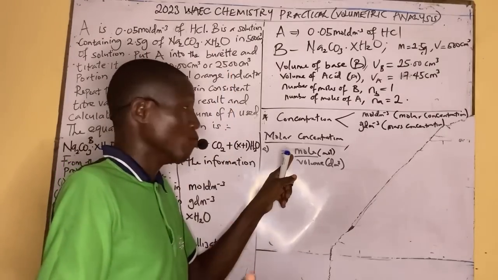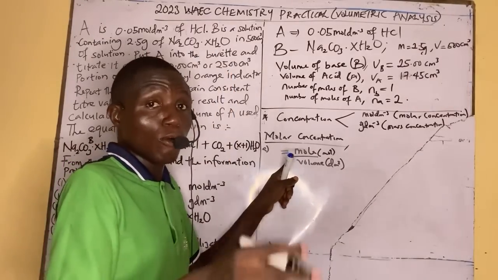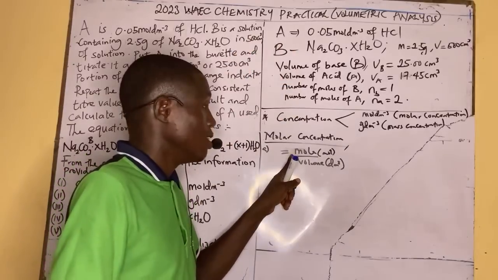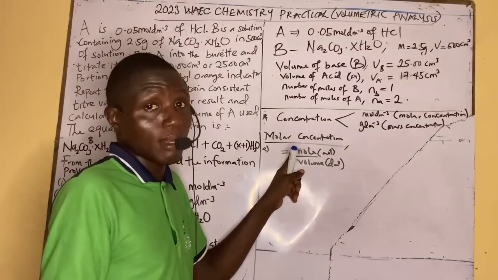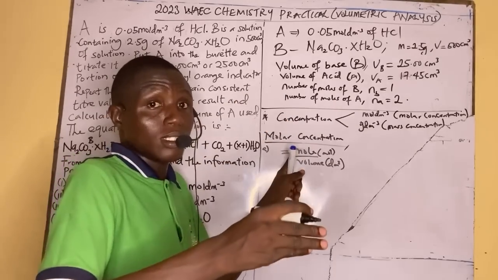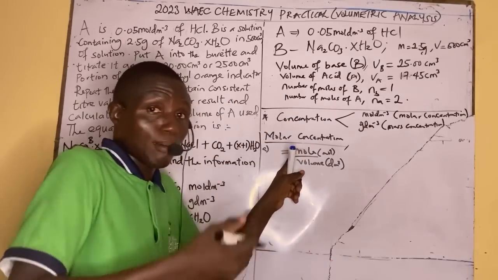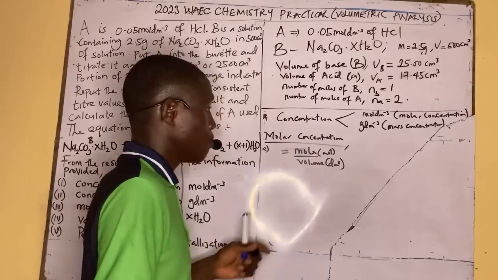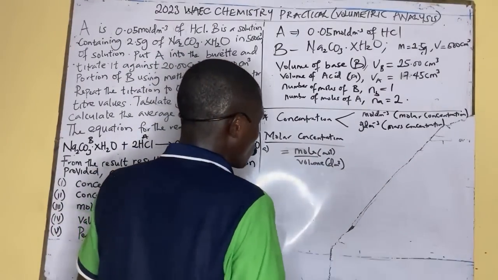If you are not given mole, you have to calculate how to derive your mole. Mole itself is mass over molar mass. So don't be confused when you don't see mole. Sometimes it is given in terms of mass, which you have to obtain from the mass and the molar mass of that substance if the information is given in the question. So that's the first one.